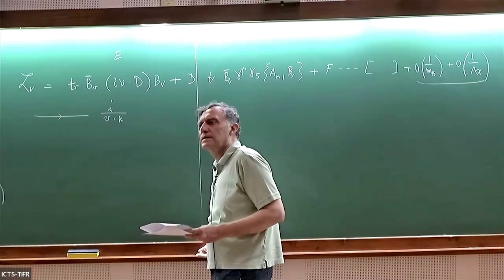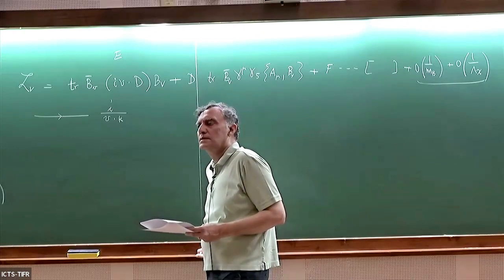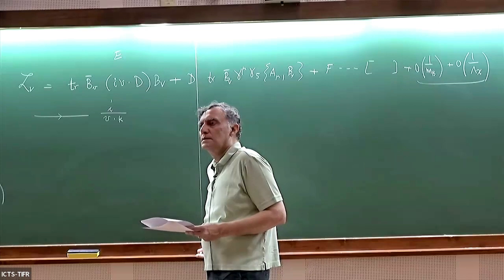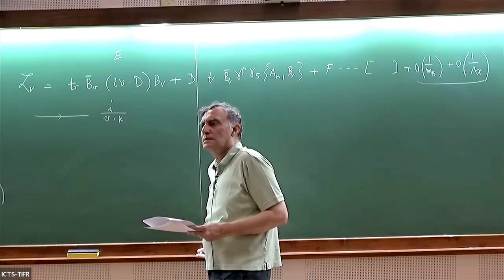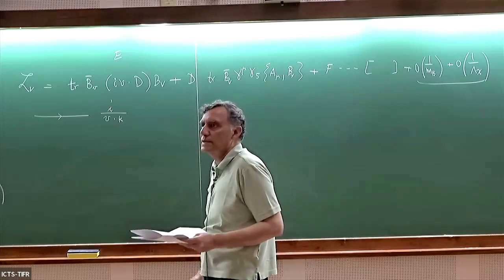Yeah, it's p over Lambda_chi. Yeah, that's what it's going to be. That's right.